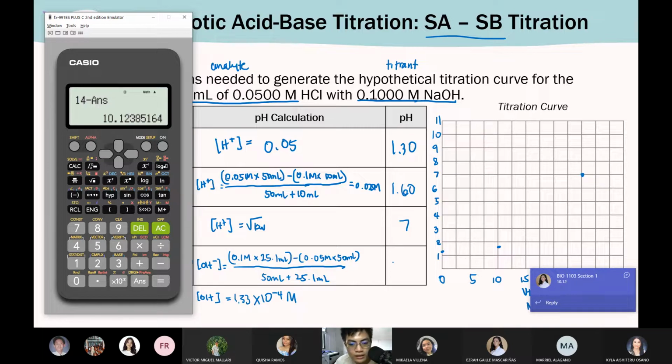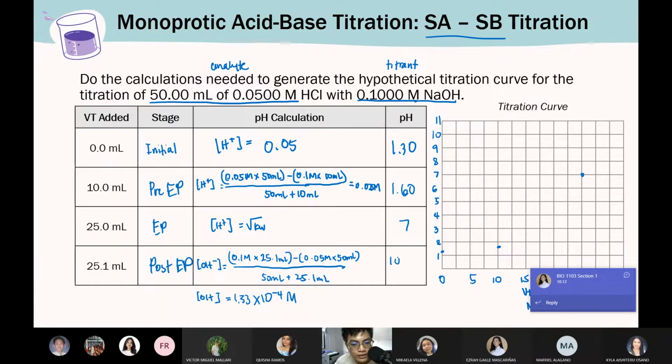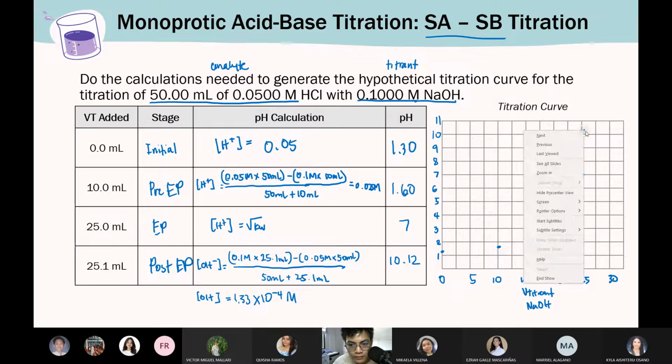So, ganun lang. Hindi ko na i-show dito sa PowerPoint. But that's just OH to POH, then to pH. So, the pH is 10.12. So, asan yun sa graph mo? Nandito yun. Yun ba yun?